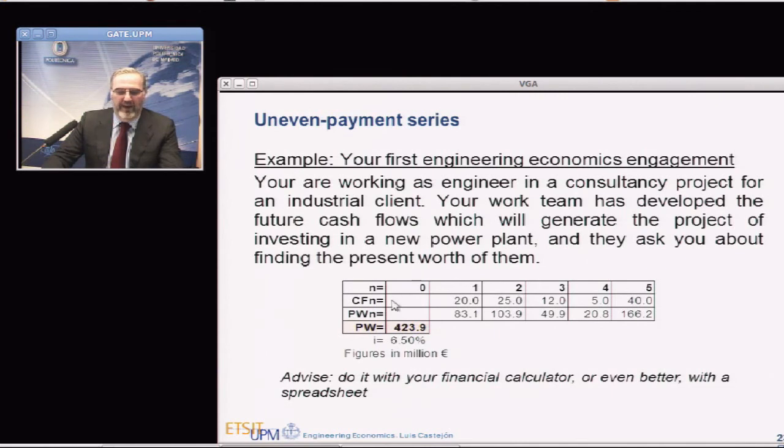So what is the profile? What are the cash flows? We see here in year 1, 20, in year 2, 25, in year 3, 12, in year 4, 5, in year 5, 40 euros. How do you calculate the present worth of this uneven payment series? Just by calculating the present worth of each one of the cash flows.